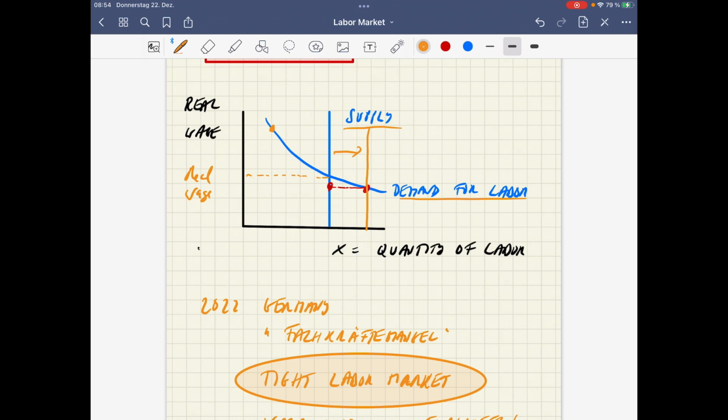One possibility is to incentivize more women to enter the labor market. Another possibility is to incentivize older workers to remain in the labor market. And another possibility is to get more migrants to work in Germany or in the US to fill the gap. So tight labor market means more demand than supply, but we still have a lot of opportunities to increase the supply of work, and that's what we will see in the future.